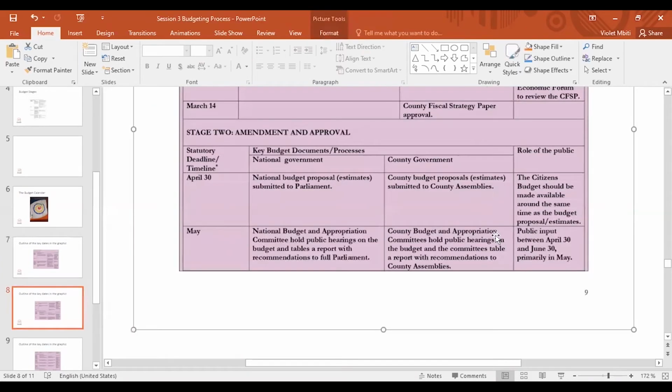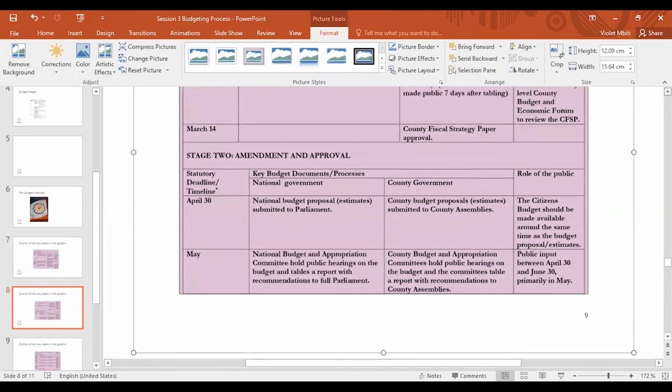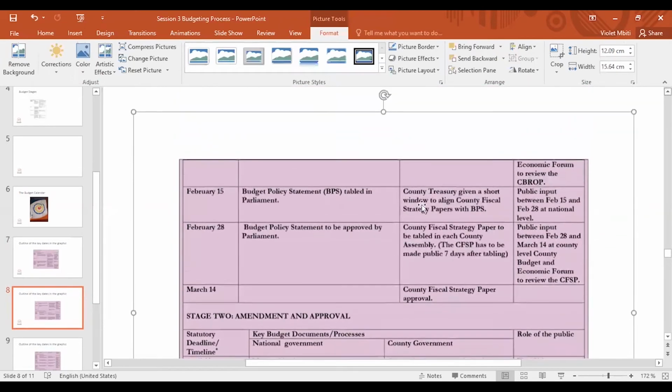So, just taking you, by February 15, the budget policy statement is tabled in Parliament. And at the county treasury given a short window to align county fiscal strategy with budget policy statement, okay? So these have to be in tandem with each other. And then public input between February 15 and February 28 at national level, as well as the county level.